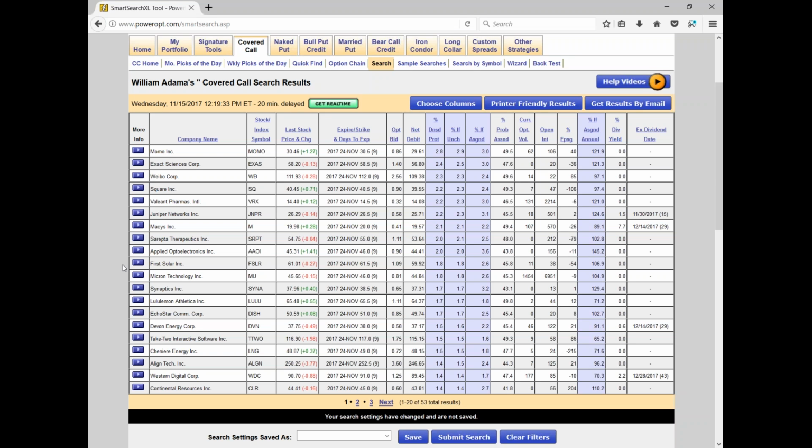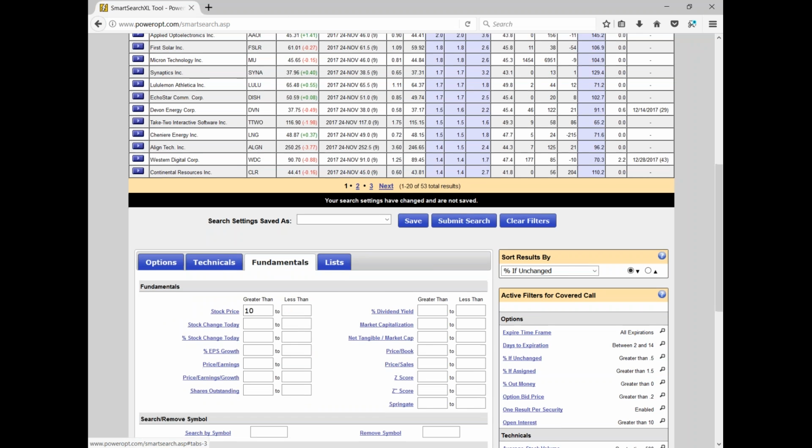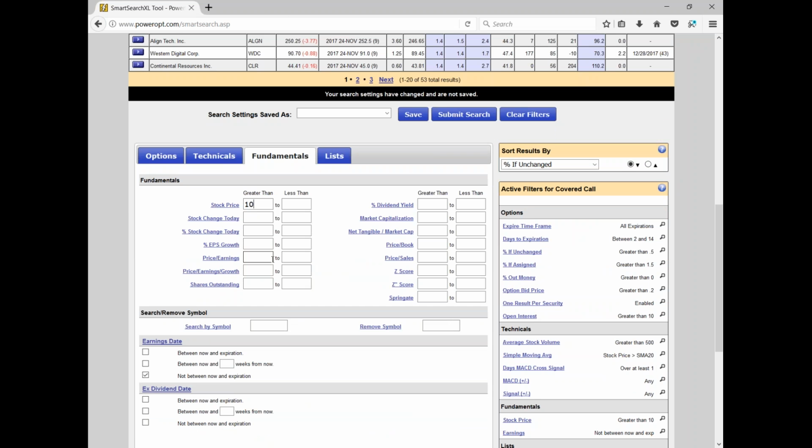Of course, for a covered call, we have to buy the stock and sell the call against it. Your requirement based on your portfolio size might be that you don't want to trade stocks for a covered call or maybe a cash-secured naked put or maybe a married put that are higher than $75 per share. You may also have a preference that you don't want to trade stocks that are below $20 per share. No problem. We'll go to fundamentals. We had the default in there for the stock price to be greater than 10. Let's just put in our new requirements. I want stocks greater than 20, but less than, let's say, 80.